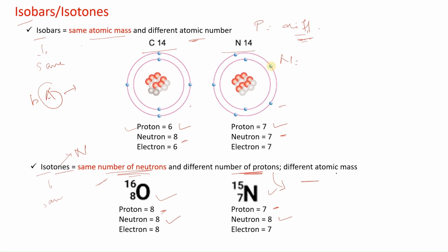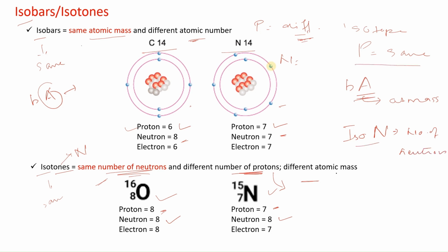Clear? Isotopes means the number of protons is the same. Isobar means from A, atomic mass is the same. Clear? Isotone, from N you remember, the number of neutrons is the same. Only in isotopes the identity of an element is conserved. It won't change. But in isobar and isotone, in both cases, the element identity is going to change.